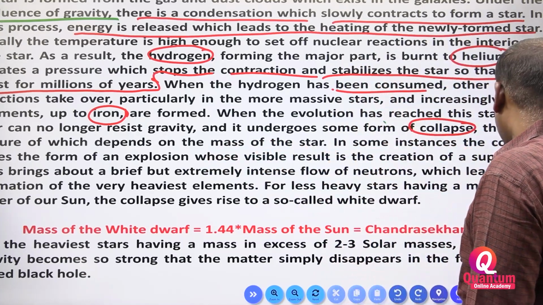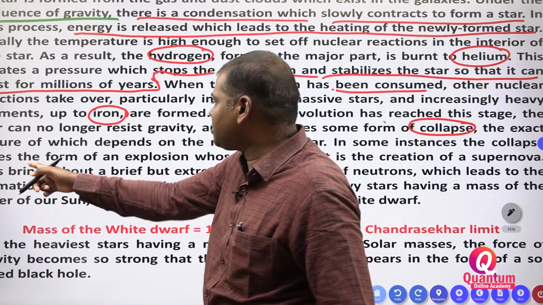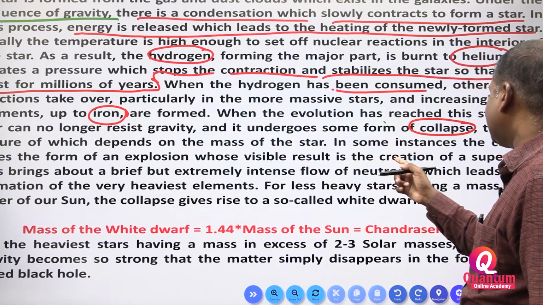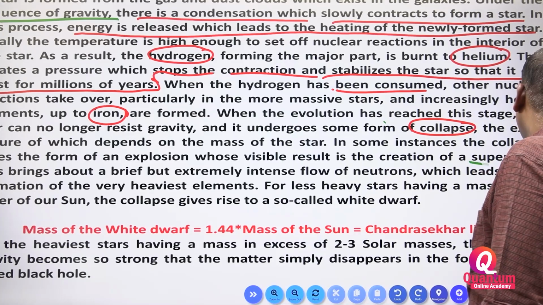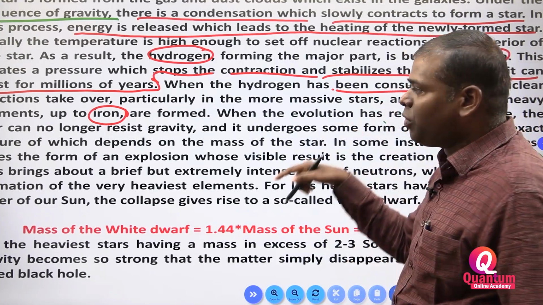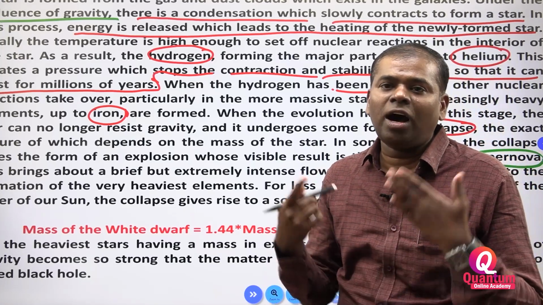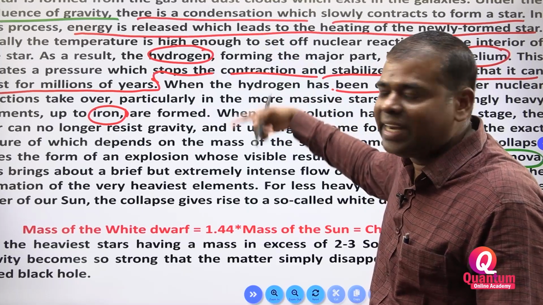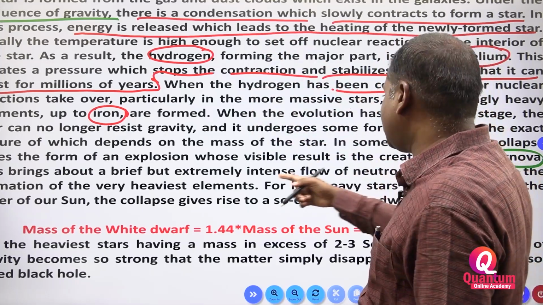In some instances, the collapse takes the form of an explosion whose visible result is the creation of a supernova. How does it become a supernova? Because of the collapse of the star, we call it a supernova. Which theory is it? It is Dr. Subrahmanyan Chandrasekhar's theory.